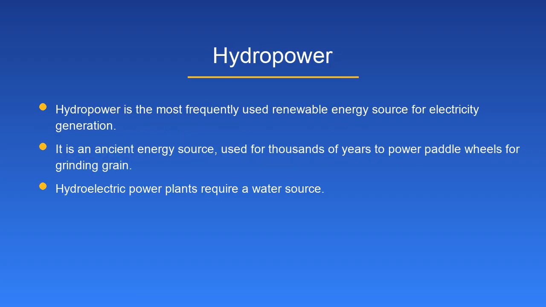Hydropower. Hydropower is the most frequently used renewable energy source for electricity generation. It is an ancient energy source, used for thousands of years to power paddle wheels for grinding grain. Hydroelectric power plants require a water source.